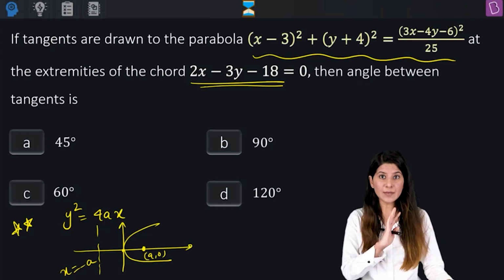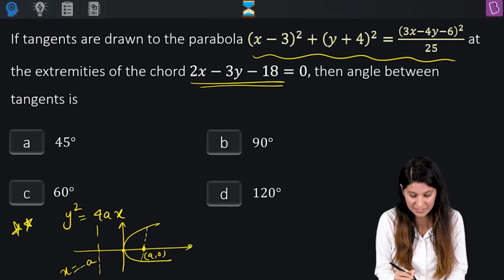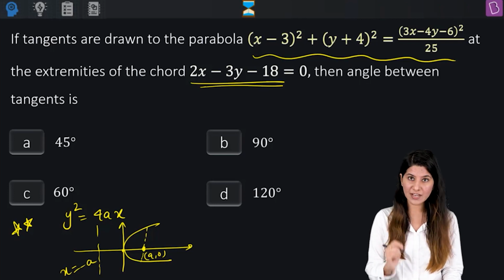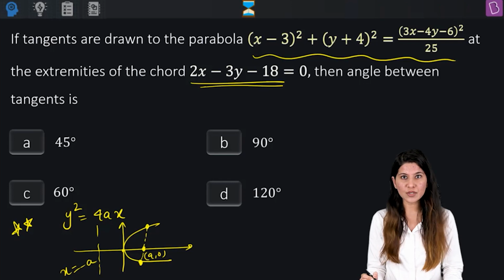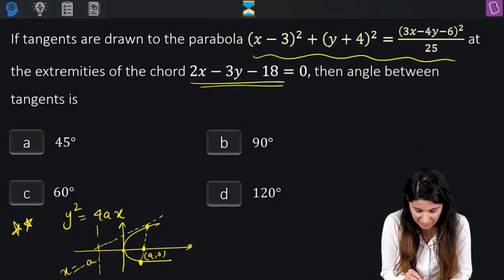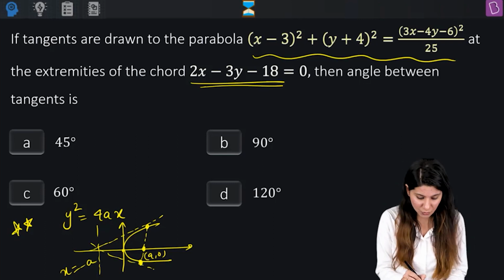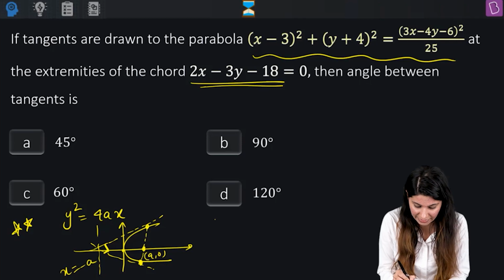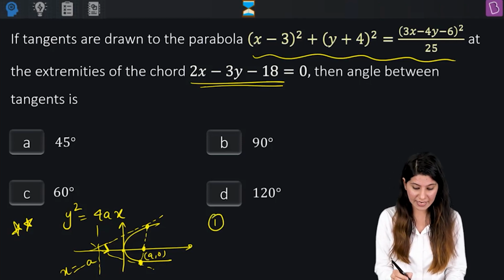So a very important and beautiful concept is, if I have a focal chord, that means a chord which is passing through the focus, then these two are the extremities of that focal chord. From these 2 points, I can definitely draw tangents, and the angle between these 2 tangents will be 90 degrees. That is number 1. You need to remember, the angle between these 2 tangents will be 90 degrees.